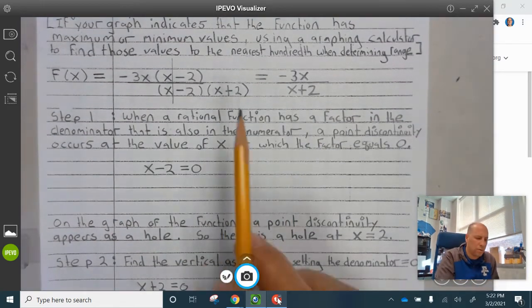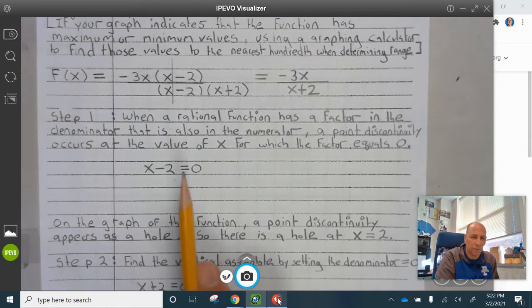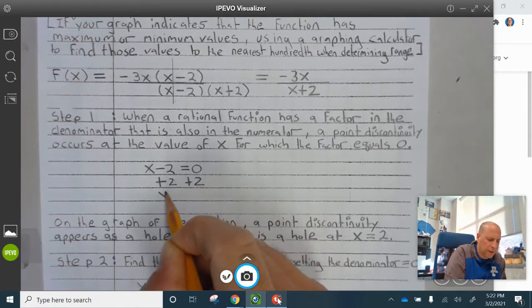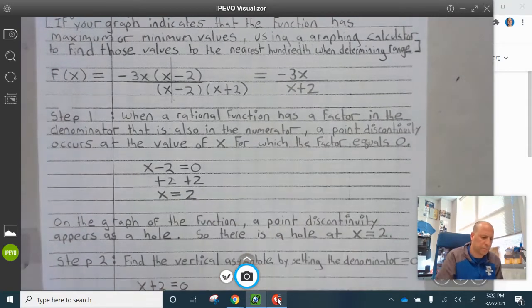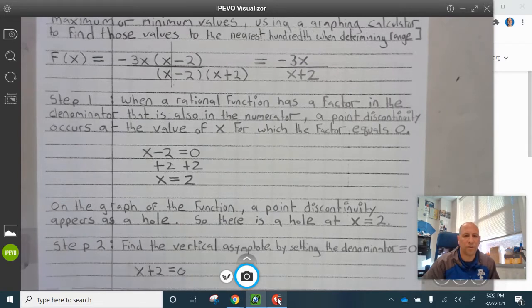So we now know that there's a hole at x minus 2, so we need to set x minus 2 equal to 0 and solve. So we add 2 to both sides. So then x equals 2. On the graph of the function, a point of discontinuity occurs as a hole. So there's a hole at x equals 2.